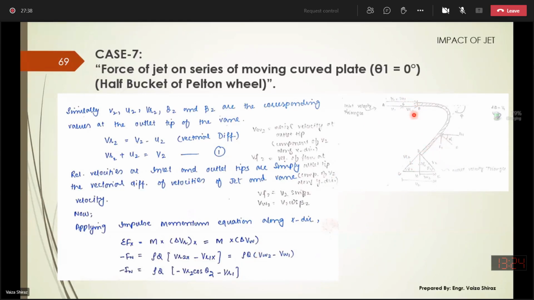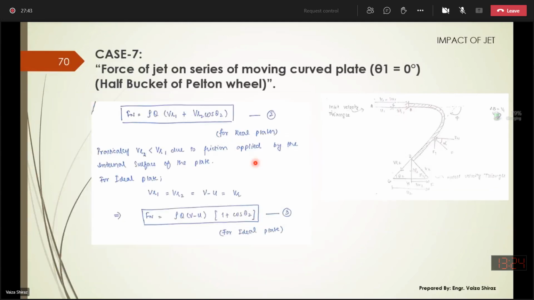तो हम लोग Ft फाइंड करेंगे. वहां पे VR1y क्या आएगा? 0 आएगा. ठीक है, तो Fn is coming to be rho Q VR2 cos of theta 2. This is for the real case because we are using the actual values of VR1 and VR2. Practically, VR2 will be less than VR1 because of the frictional losses.